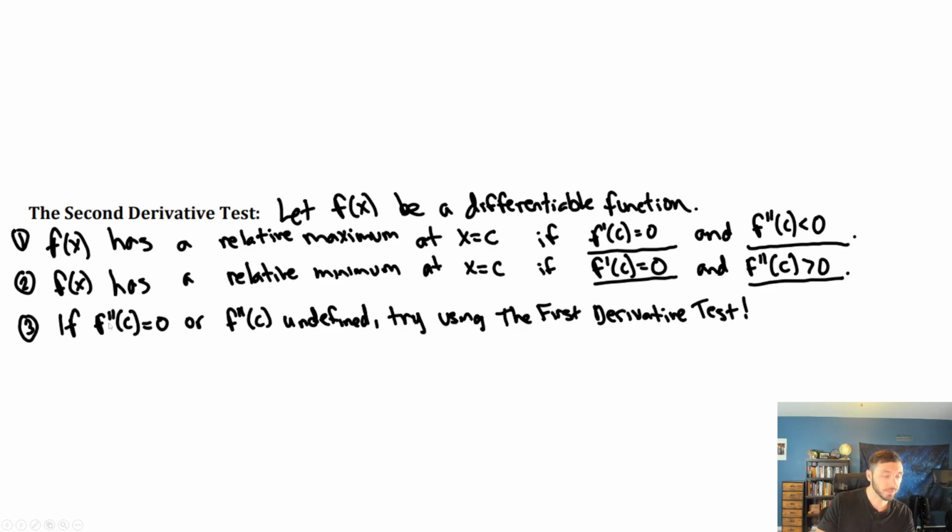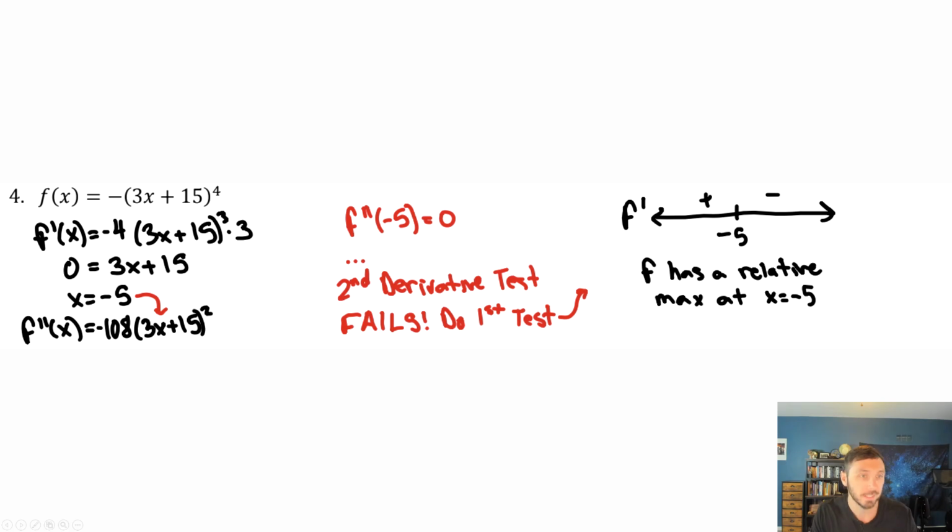So yeah, if your second derivative is equal to 0, try using the first derivative test. If you tried using the second derivative test here, something weird would have happened. You would have taken the first derivative, whatever, that's fine. Set that equal to 0 to get your critical point. That's a -5. When you plug that into the second derivative, you end up getting 0 out of that, which is a problem. 0 is not greater than 0, 0 is not less than 0. So if the second derivative test fails, we have to do the whole number line stuff.